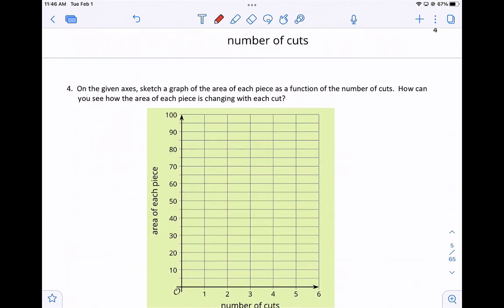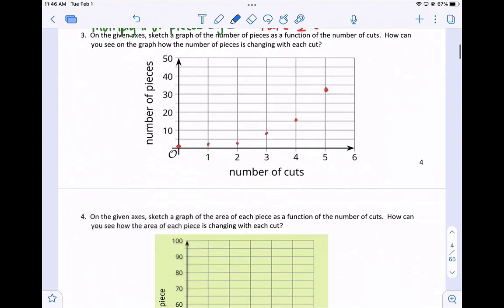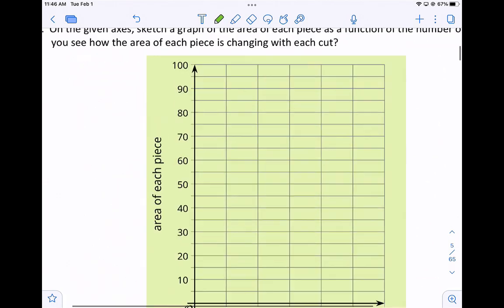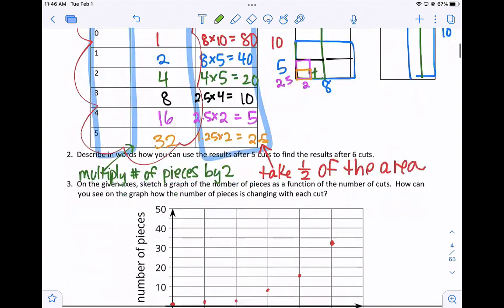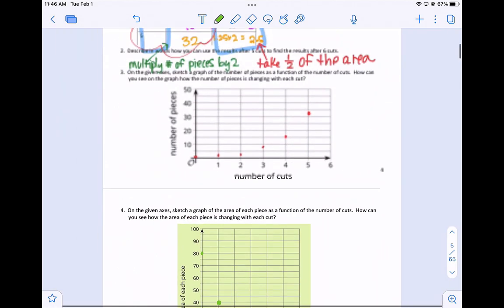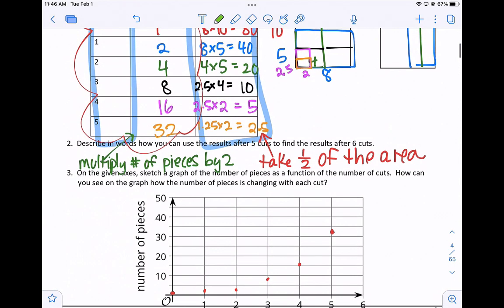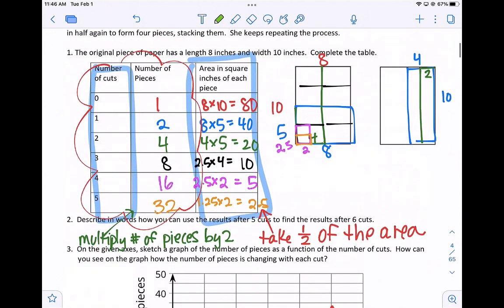On the given axis, sketch a graph of the area of each piece as a function of the number of cuts. Okay, so we're looking at this column right here and this column right here. So 0, 80 is the first dot. 0, 80. Okay. 140 is the next one. 240. No, wait, did I do that right? 220. Okay. 0, 80, 140, 220.